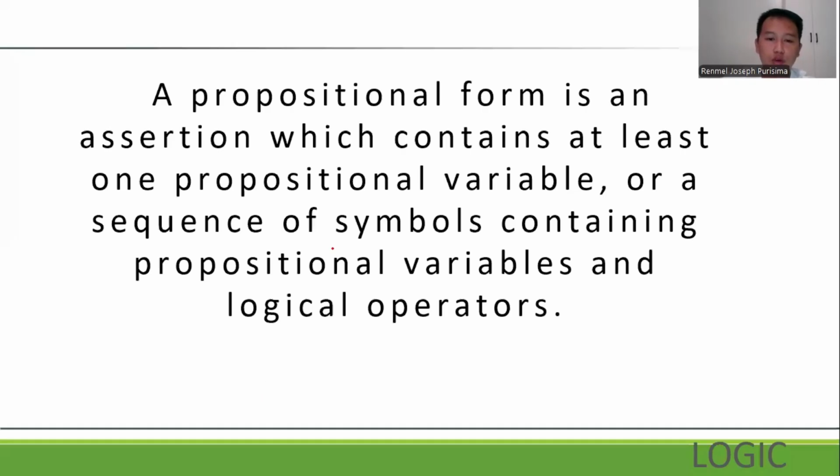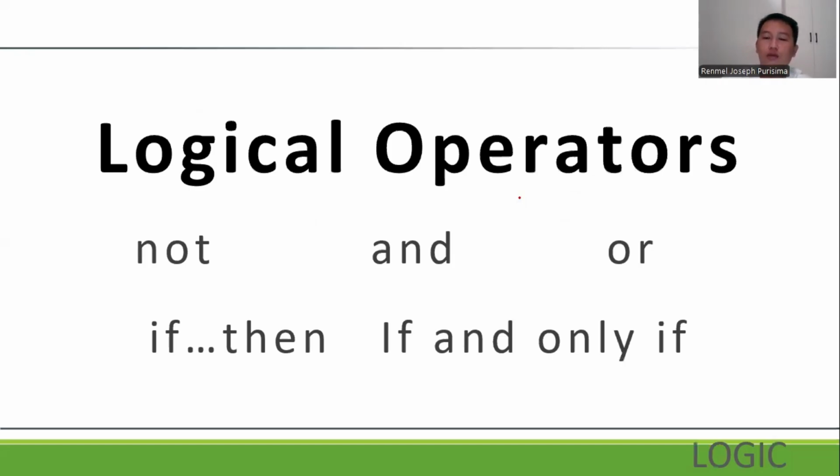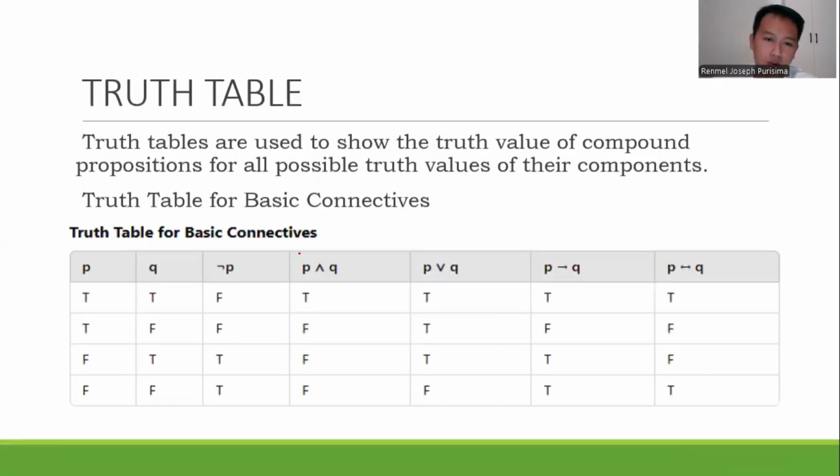And now we have a propositional form. It is an assertion which contains at least one propositional variable, or a sequence of symbols containing propositional variables and logical operators. So again, what we call a combination of symbols and variables is now called a propositional form. Here are the different logical operators: not, and, or, if-then, and if and only if.